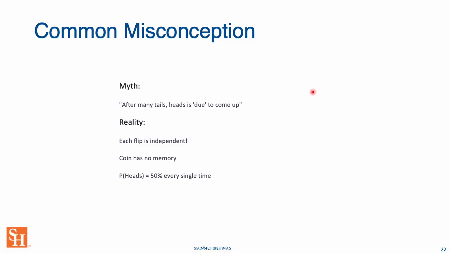Let's now clarify some misconceptions that we might have. Say you are flipping a coin and tail has appeared many times. Then you might think that in the next flip the probability that head will appear increases, but that is not true. The reality is that each coin flip is independent, so the chance that head or tail will appear in any flip is always 50-50.